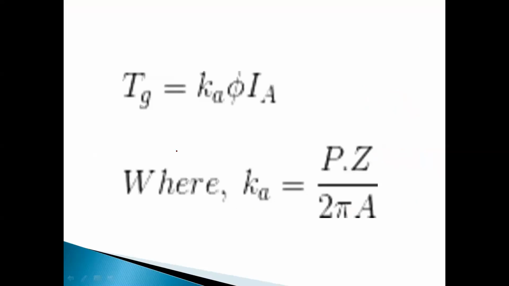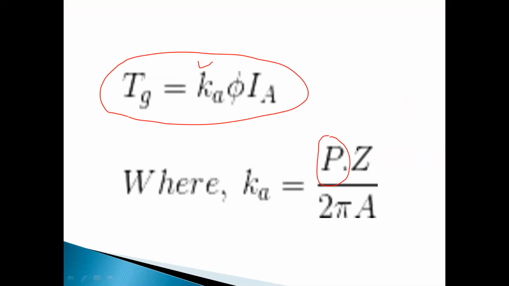We know that torque is proportional to armature current and flux. In any motor, whether a shunt motor, series motor or compound motor, torque equals some constant K times flux times IA. The constant equals PZ by 2 pi A, where P is the number of poles, Z is the total number of conductors, and A is the number of parallel paths.